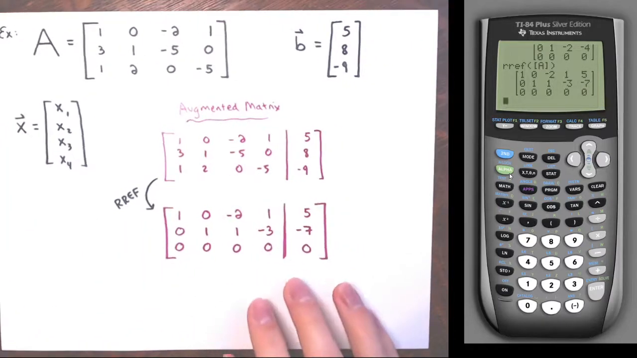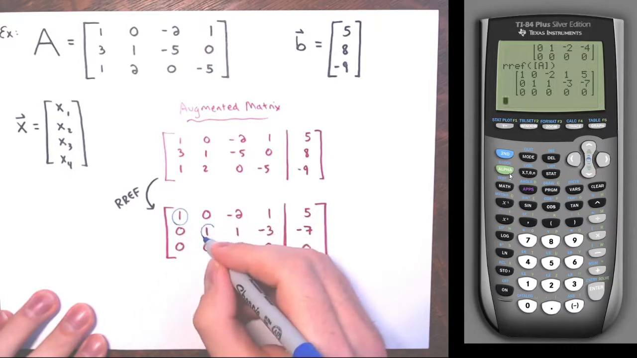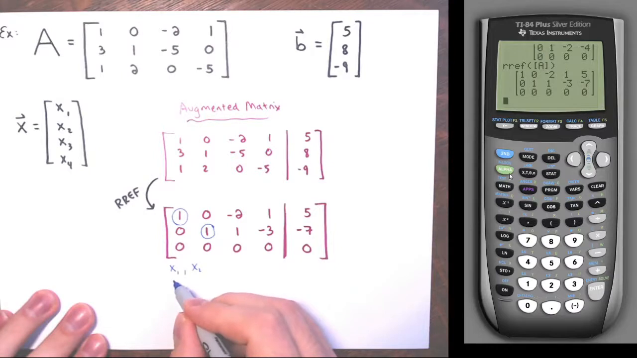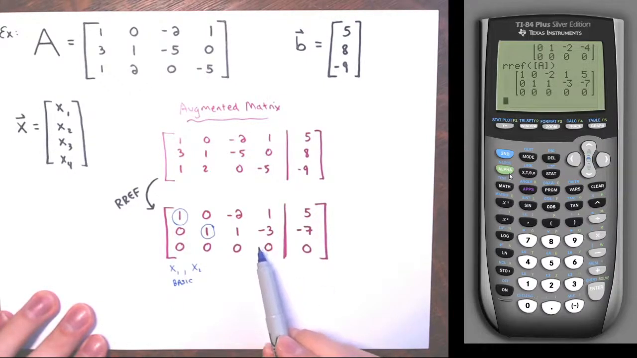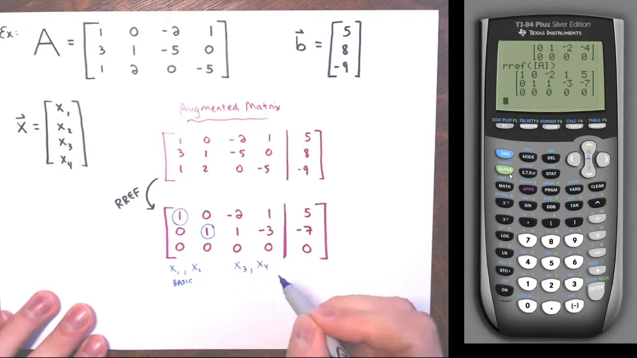Okay, so I look for my pivots, the leading ones in these rows. So x1 and x2 are my leading variables, my basic variables. This time there are 2 non-pivot columns that correspond to variables. So there are two free variables, x3 and x4. So this time the null space of matrix A is going to have dimension 2.